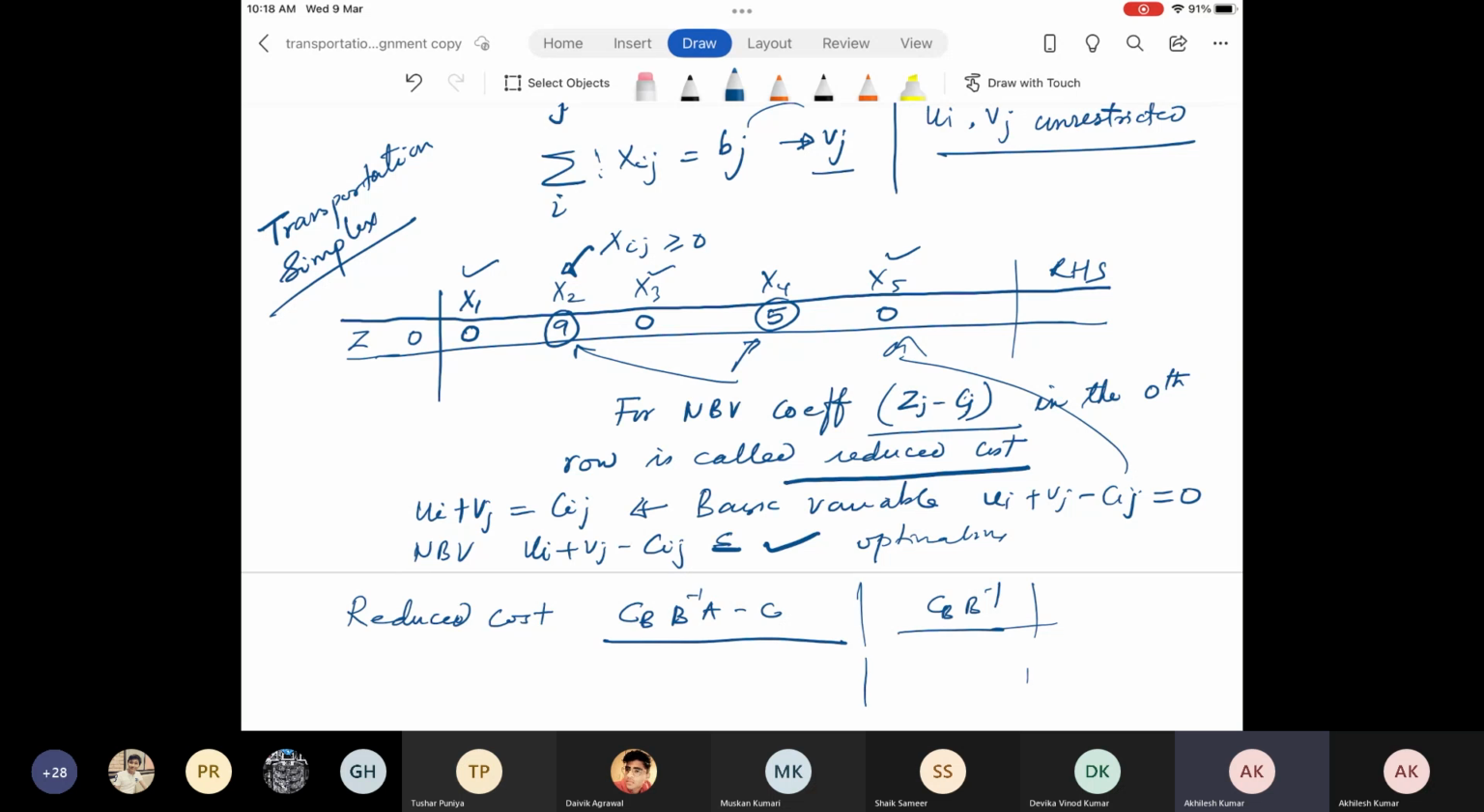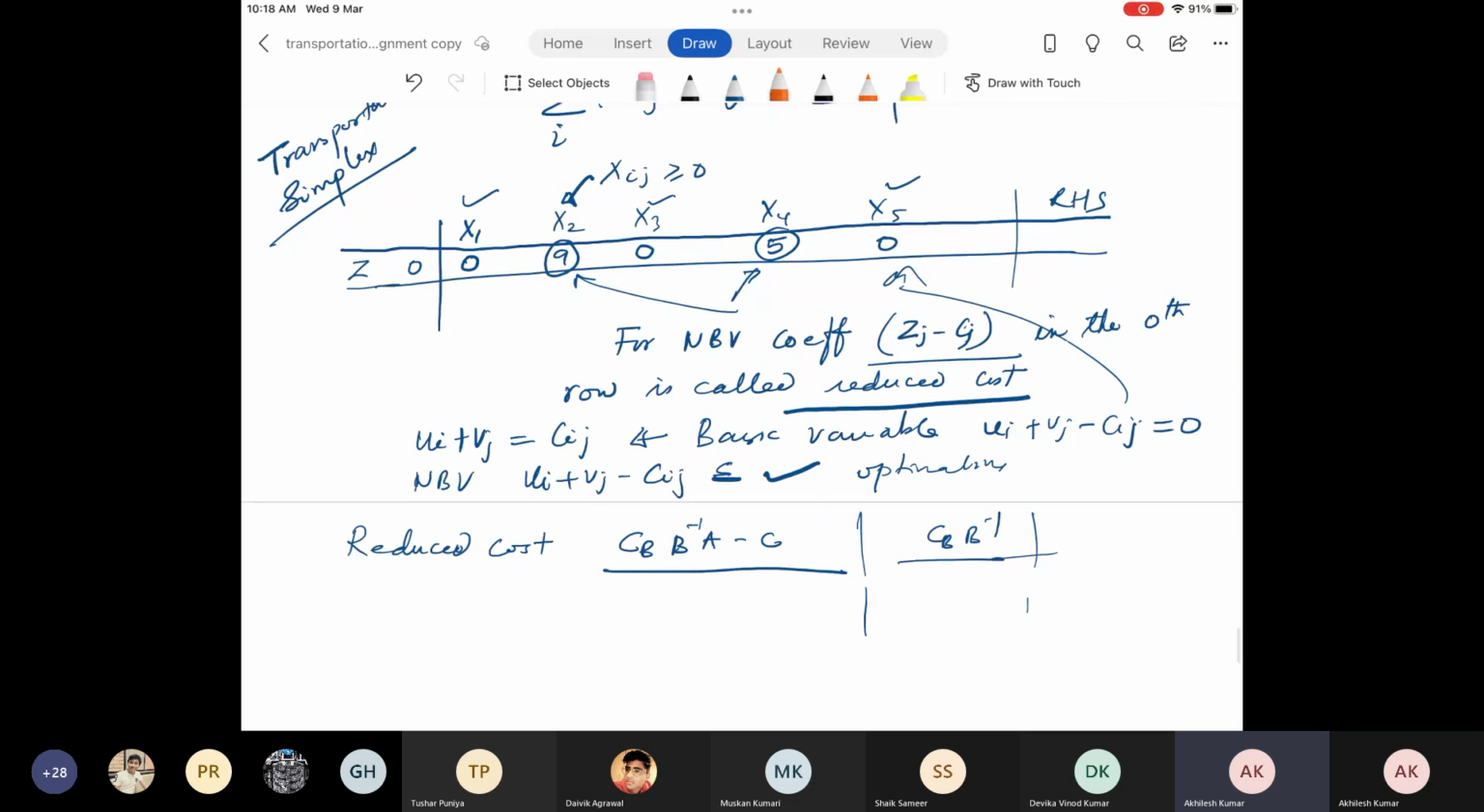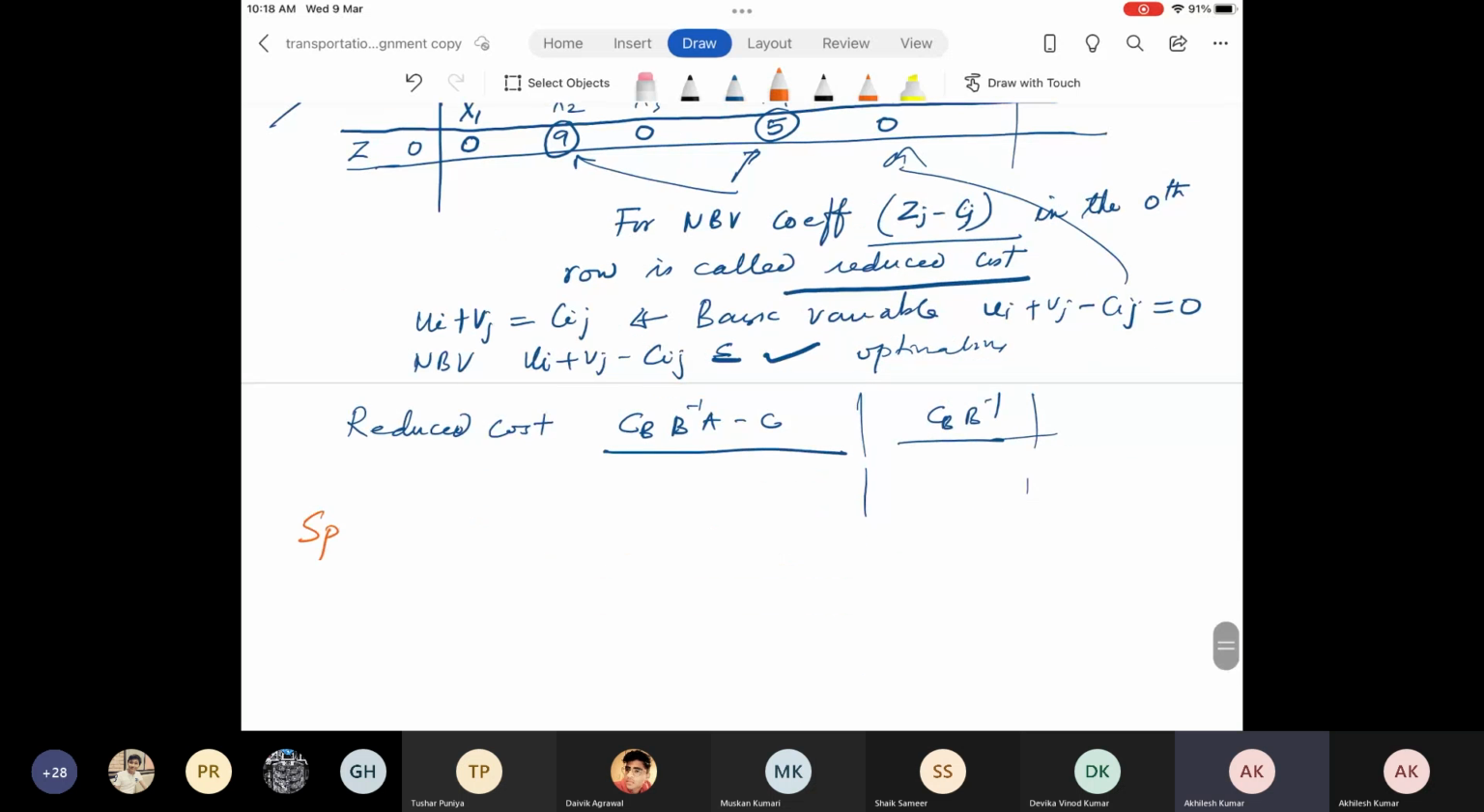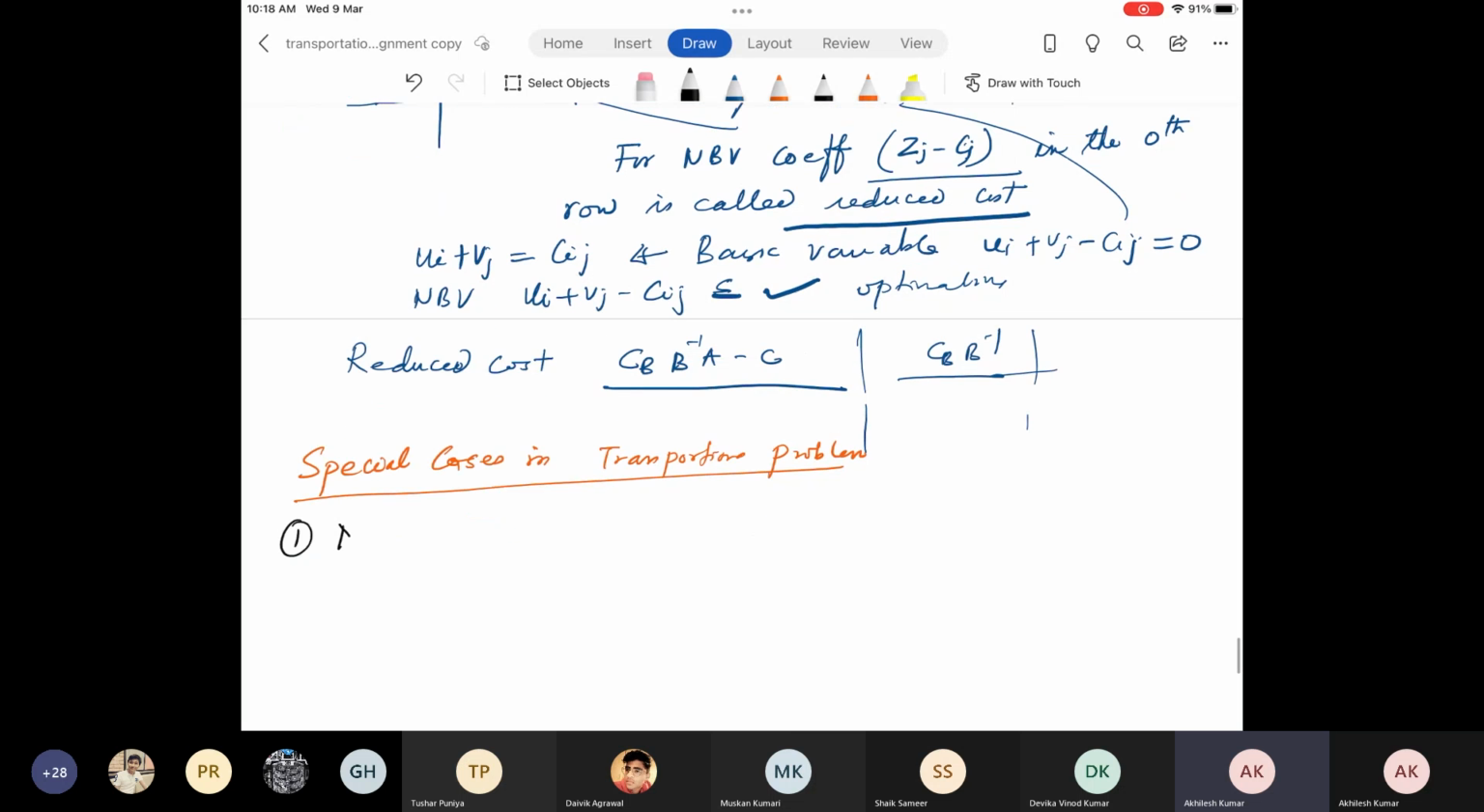Now we will look at different special cases in a transportation problem, as we have seen in LP simplex. The first case is called the degenerate case.